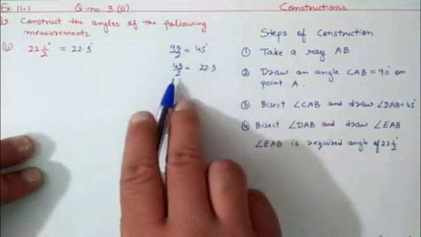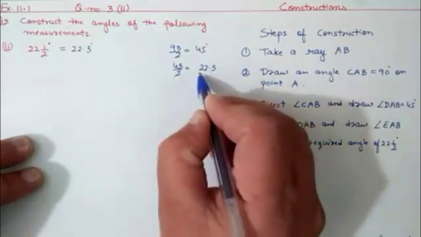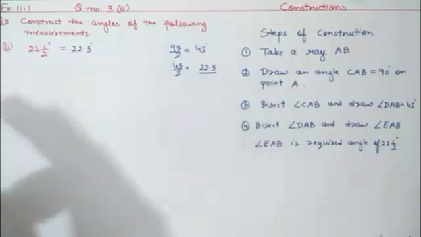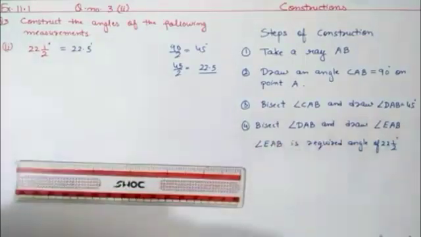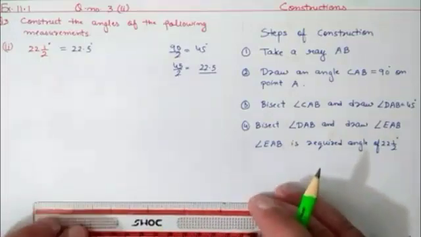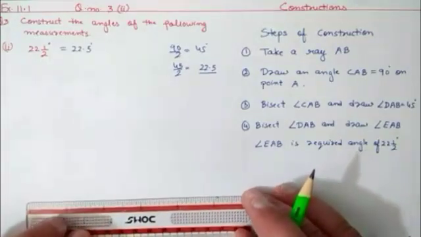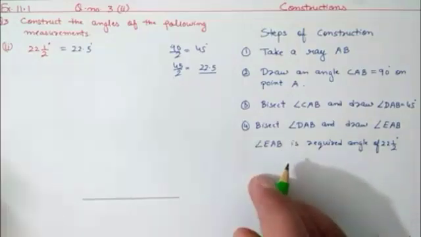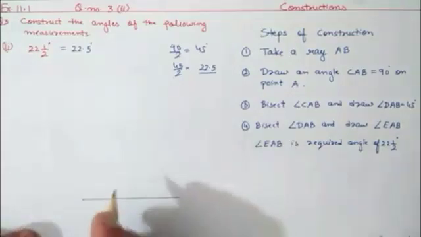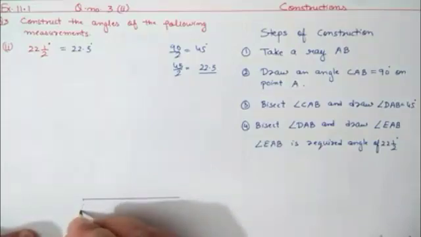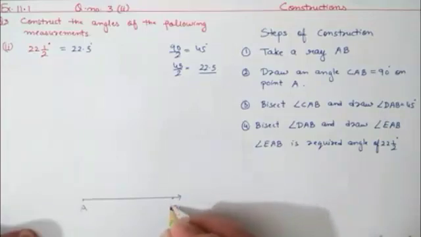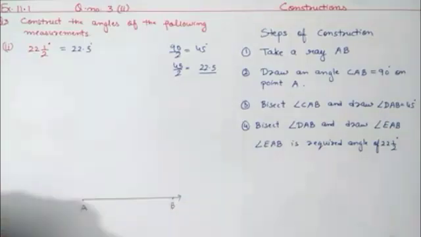After that, from 45 degree again we have to bisect it, and we will get 22.5 degree, which we want to construct right now. So we will start drawing. The first step is to draw a ray AB, getting one initial point over there, and on the other side we will have one arrow. It means this is a ray AB.